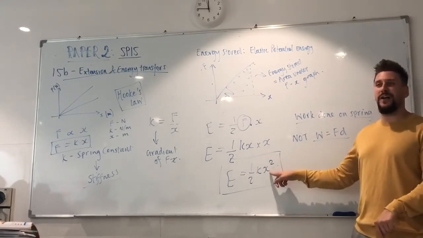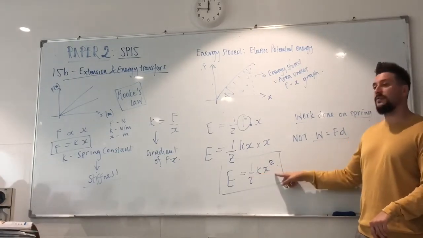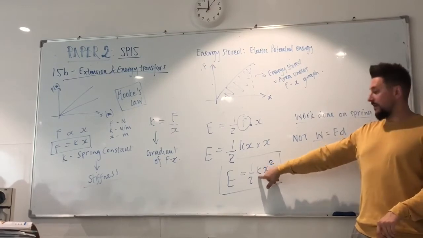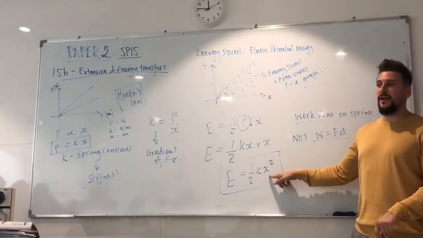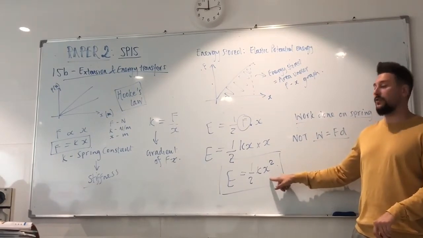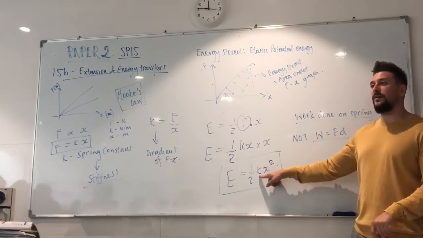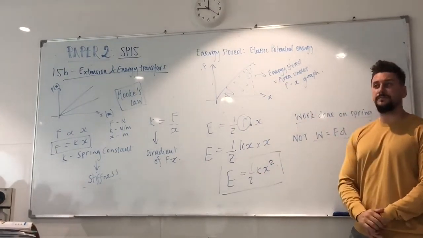Only the x is squared. This is the same as kinetic energy, half mv squared, where only the v is squared. If you want to rearrange this for k, then k equals 2 times the kinetic energy divided by x squared. And if you want to rearrange this to find extension, extension equals 2 times the energy divided by the spring constant, all square root. Exactly the same as kinetic energy.